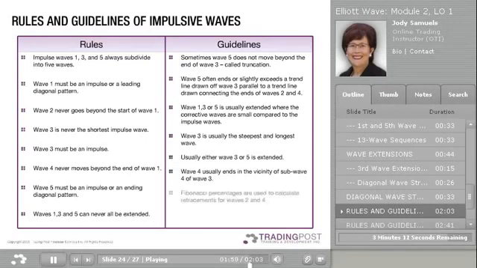7. Fibonacci percentages are used to calculate the retracements for waves 2 and 4. And 8. Fibonacci ratios are used to target the end of waves 3 and 5.